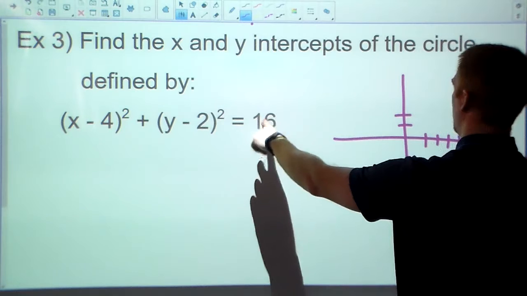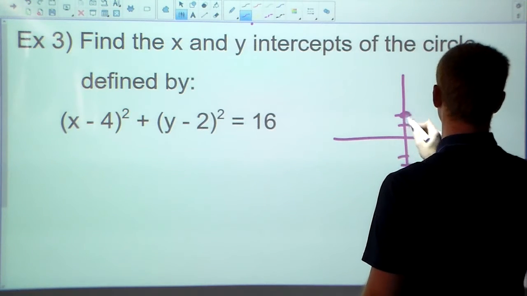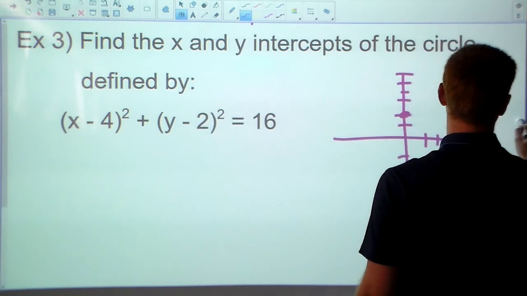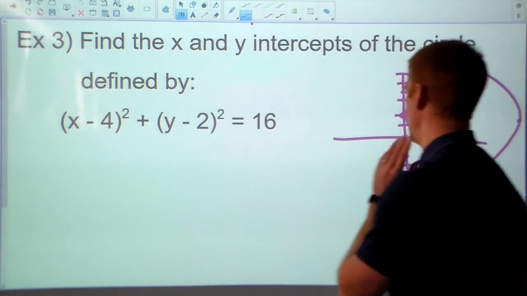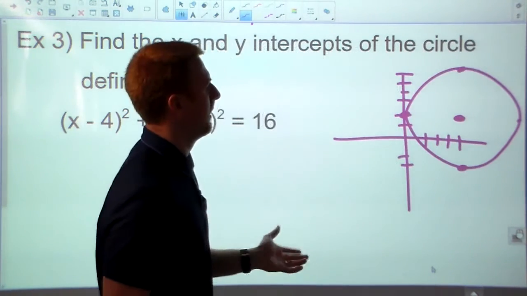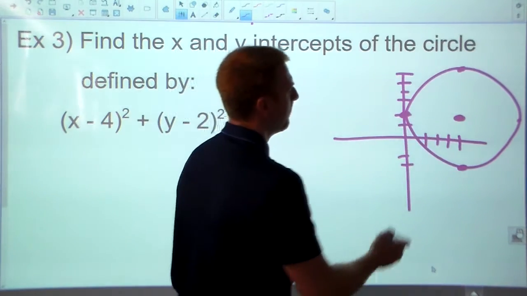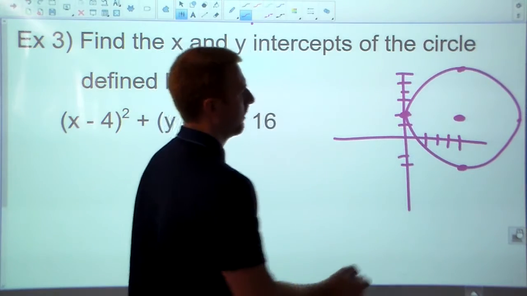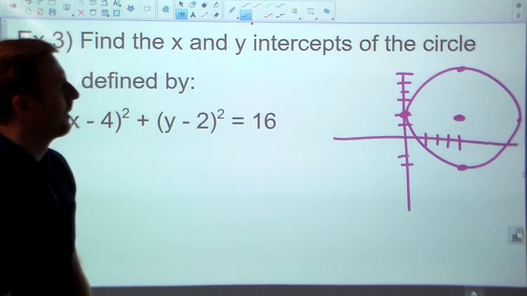We're going to have a radius of 4, so it's going to come down to here, it's going to come over to here. And even though I can kind of see where the y-intercept's going to be, I really want to do this mathematically. But at least I've got a good idea, I can check that. It should be 2 for the y-intercept. X-intercept looks like it's going to be somewhere between 0 and 1. And it looks like there's going to be another one over here, probably around 7, something like that.